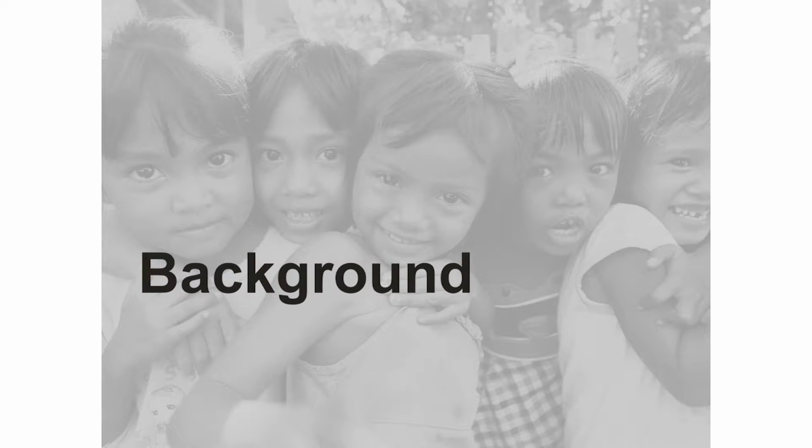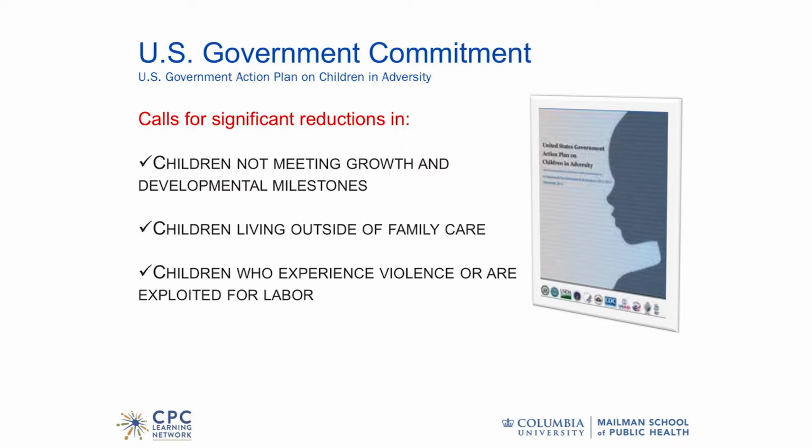As far as background, this project, this activity was really driven out of the U.S. Government Action Plan on Children in Adversity, which has three objectives. One is focused on children not reaching growth and developmental milestones, children outside of family care, and reducing violence and exploitation. What it says is in priority countries, the U.S. government working with other host governments and other organizations will attempt to achieve these objectives on a population level. Really focusing on the second objective is where this study came from. If a goal was to reduce the number of children living outside of family care at a population level, we needed to know or figure out ways to measure that.